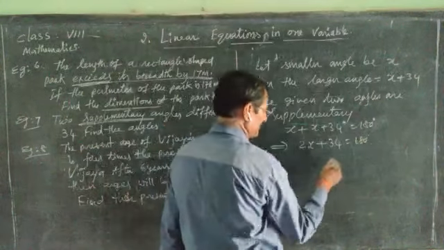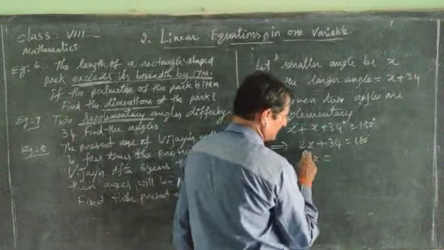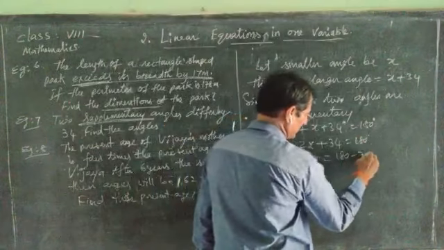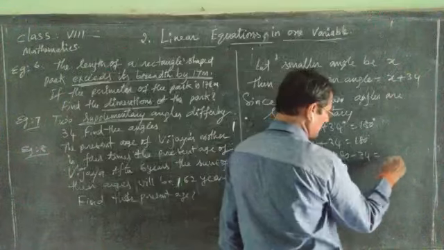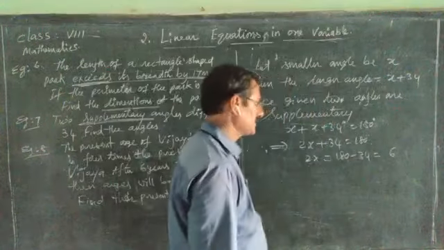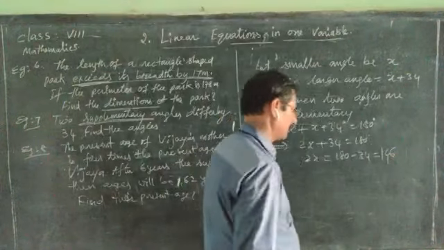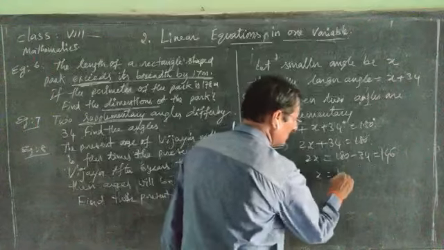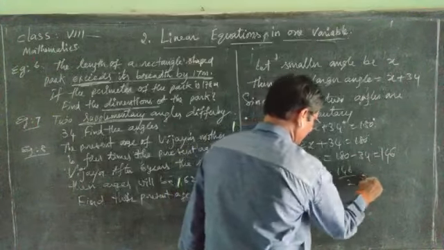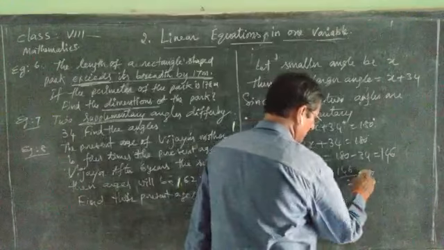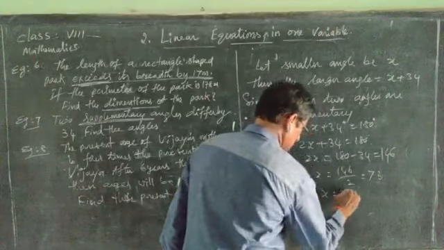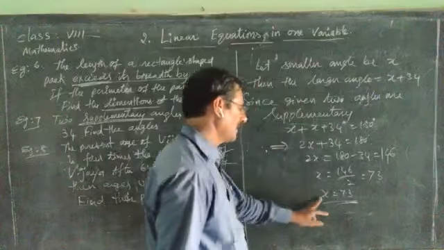First, send this 34 to the other side. 2x on the left side, 180 minus 34. 0 minus 4, that means 10 minus 4 is 6. Here, 7 minus 3 is 4. 1. Then x equals 146 by 2. 2 sevens are 14, 2 threes are 6. x equals 73.